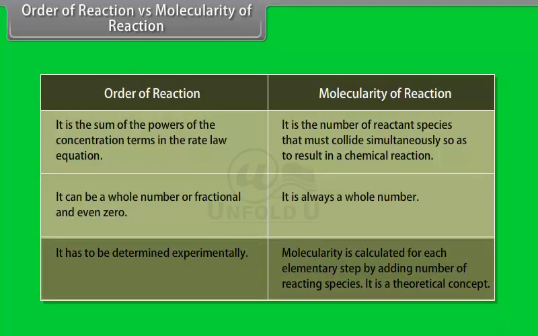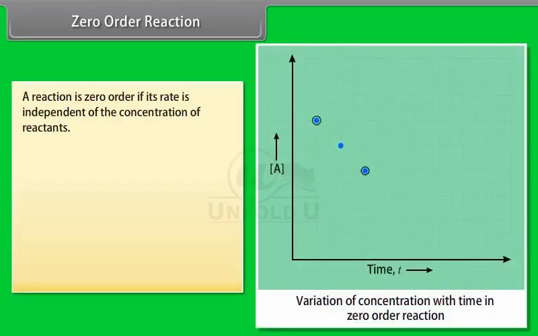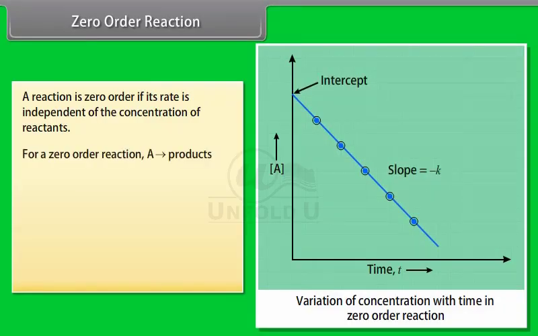Order of reaction has to be determined experimentally, whereas molecularity of a reaction is calculated for each elementary step by adding number of reacting species. It is a theoretical concept. Zero order reaction. A reaction is zero order if its rate is independent of the concentration of reactants. For a zero order reaction, A is changing into products.